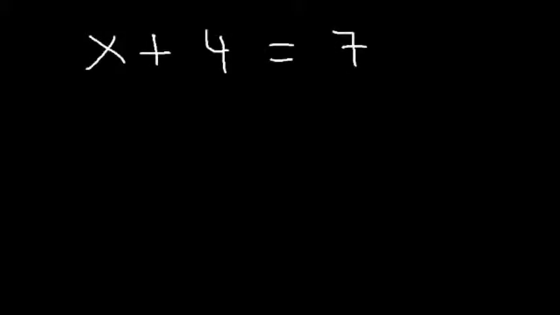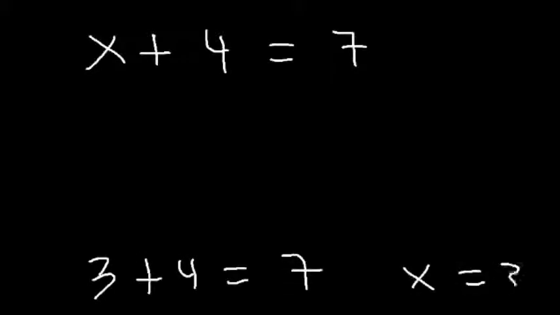But let's start with the basics. Let's say we have the equation x plus 4 is equal to 7. How can we solve for x? Keep in mind, x is simply a number. It's a number that you currently don't know the value of. What number plus 4 is 7? We know that 3 plus 4 is 7. Therefore, x is equal to 3.